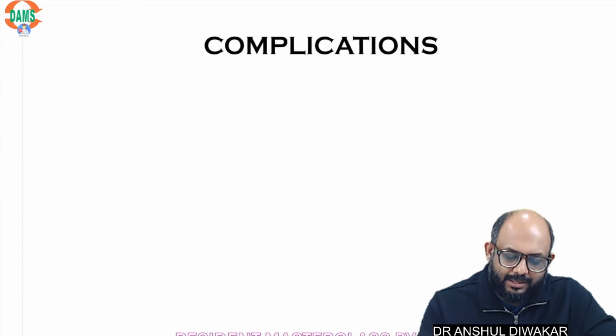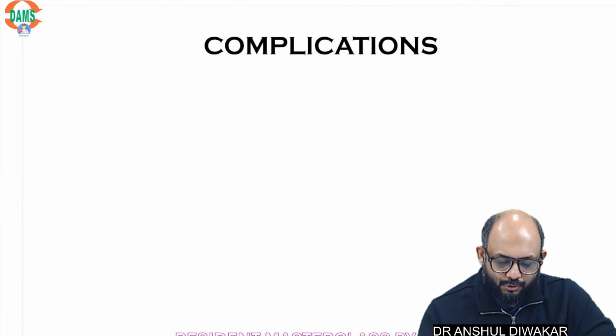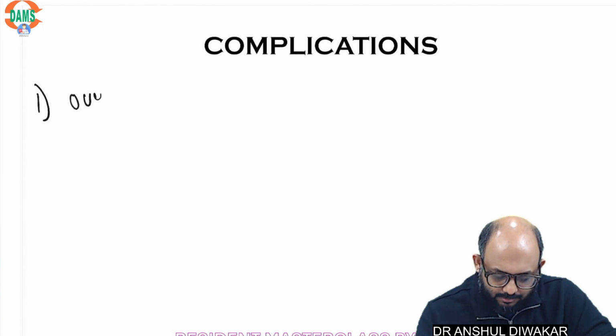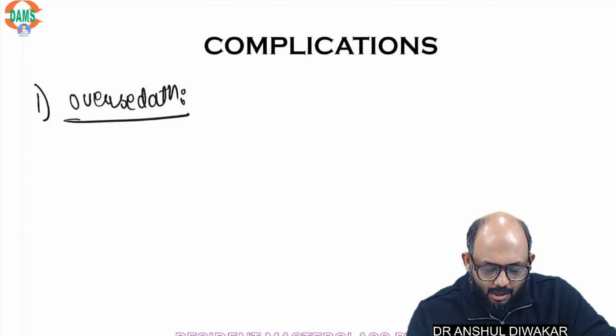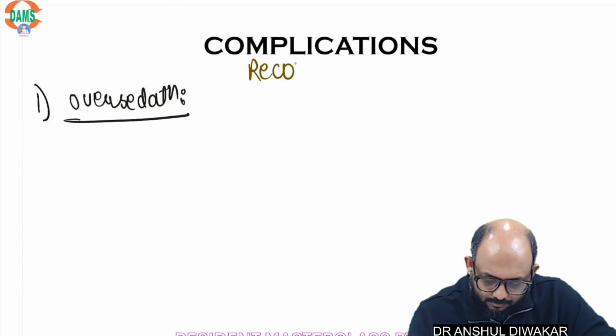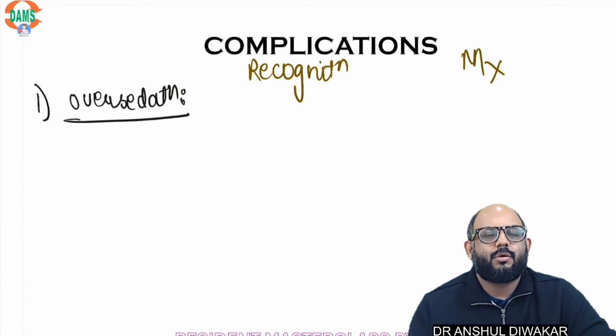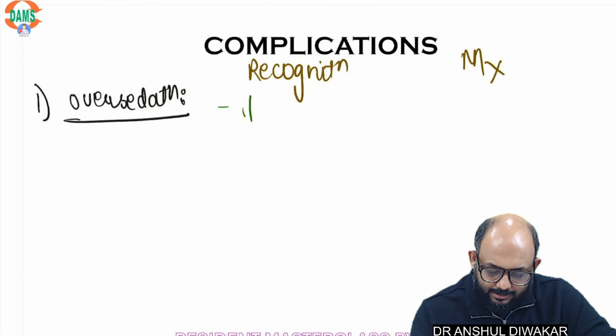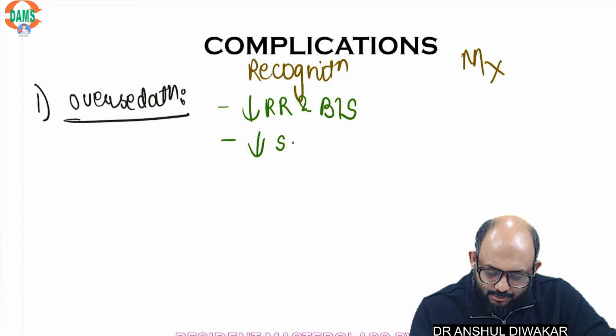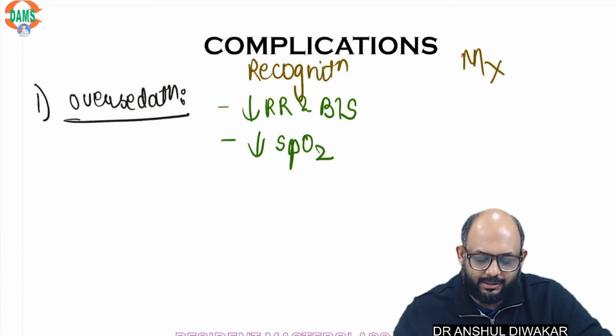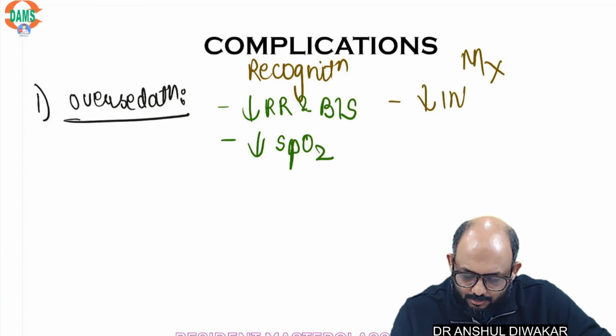Okay. What are the complications that are associated with TIVA? There is always a risk of over sedation. How would you recognize it, and then how would you manage it? So over sedation, how would you recognize? There will be decrease in respiratory rate and BIS if the patient is spontaneously breathing, decrease in saturation because of decreased breathing. What you will do? Decrease infusion rate. You will provide ventilatory support.